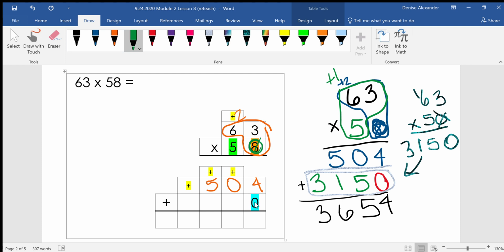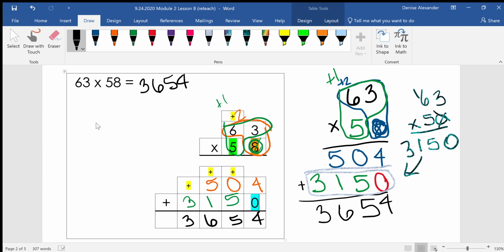And now I'm going to take my 5 and I'm going to multiply 63. So I do 5 times 3, you're right, 15. I'm going to add my 1, 5 times 6, 30, plus 1. Good job, you guys, 31. Now, like we did just over there, we're going to add it up. We have the 4, the 5, the 6, and the 3. So our answer is 3,654.